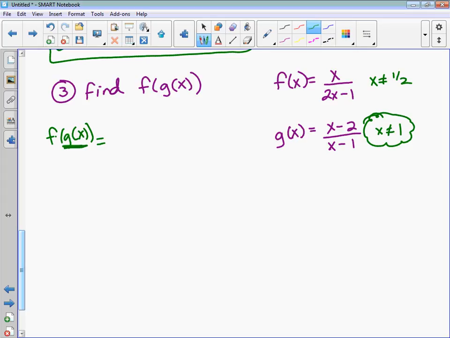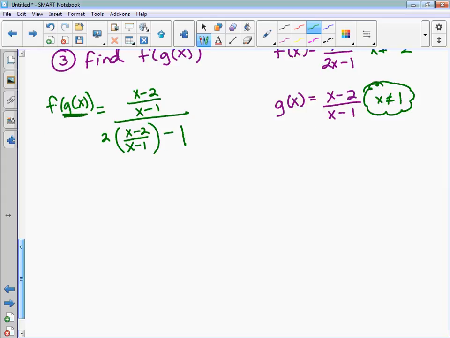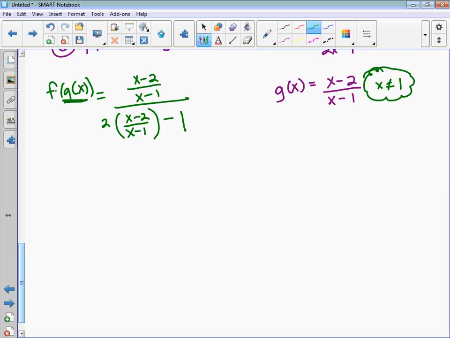Okay. All right, so I have to plug that entire fraction in anywhere I see an x in f of x. So that means I have x minus 2 over x minus 1 over 2 times x minus 2 over x minus 1 minus 1. Okay, that's nice, isn't it? We can simplify this. Are we okay with that, though? Everyone understands what's happened there?